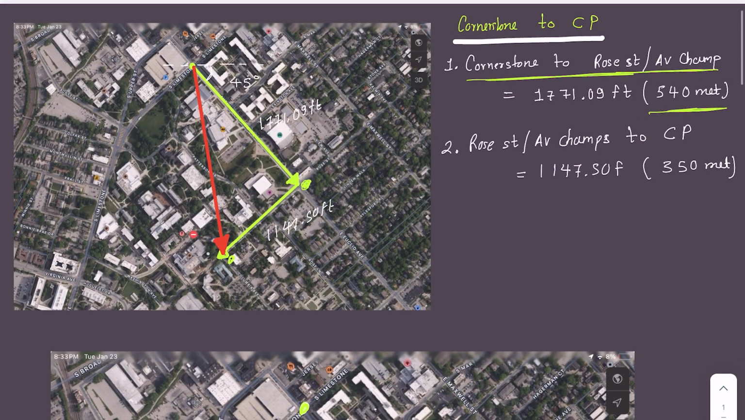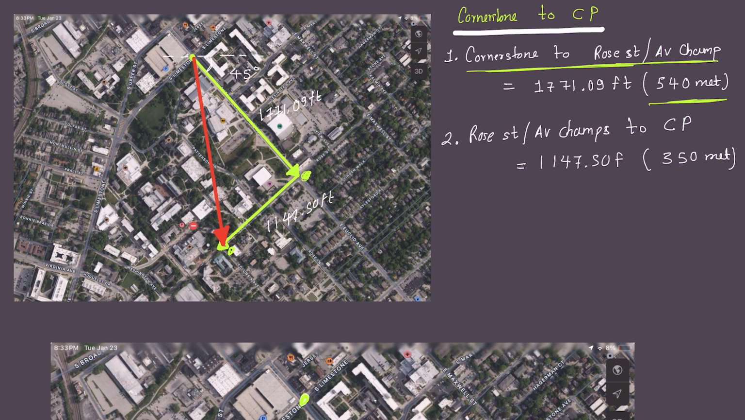So if you start from cornerstone, and if there's a way you could fly to CP, you just need to travel 643 meters. But if you have to walk or if you have to drive, you'll have to travel 540 meters this way and then 350 meters this way, which is clearly much greater than 643 meters. So that's how we know the magnitude.